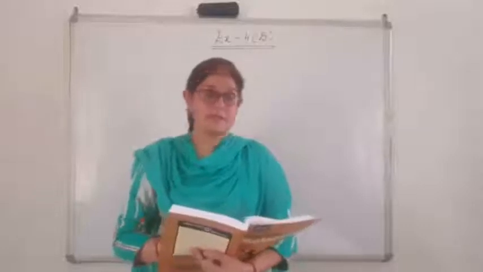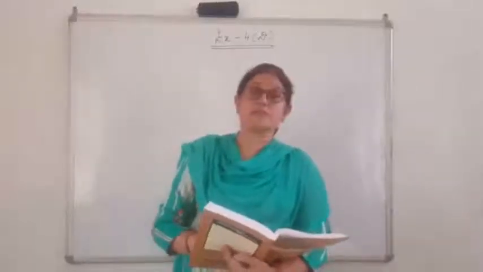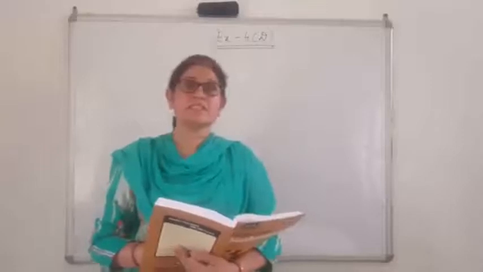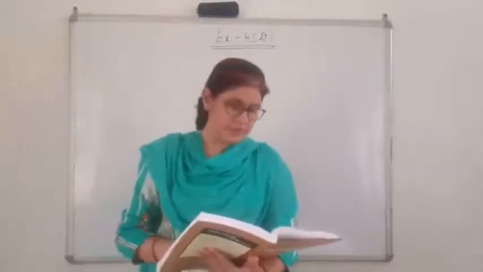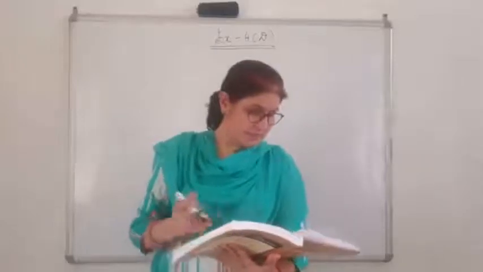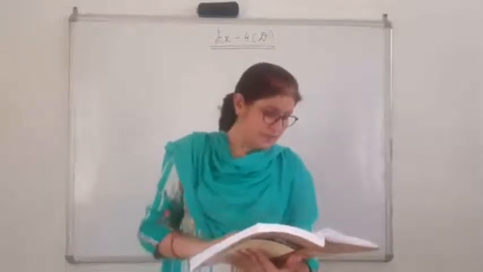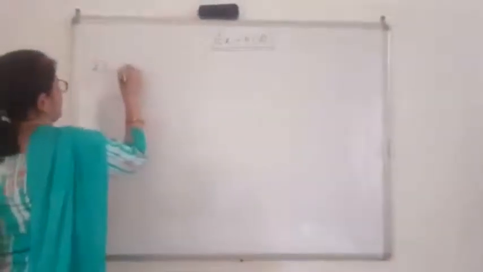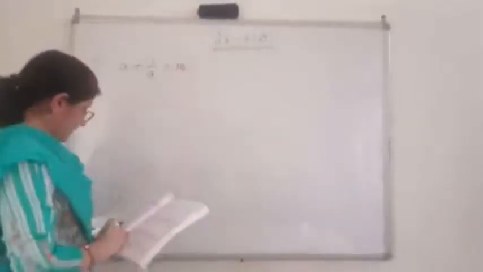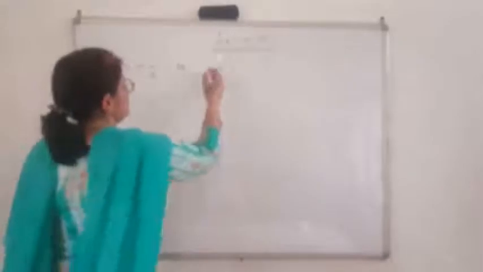Standard 9th. Today we will revise exercise 4D. This exercise is based on basically all the identities which we have done in the three exercises. Now second question, in this the value of a plus 1 upon a is given as m. And what more is said, that a can't equal 0.